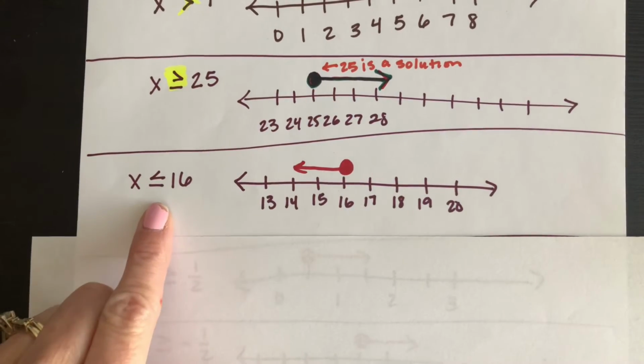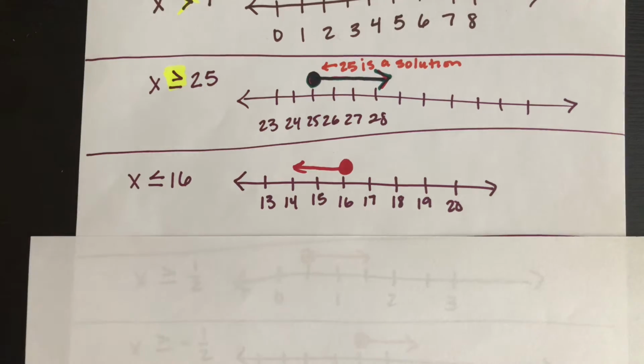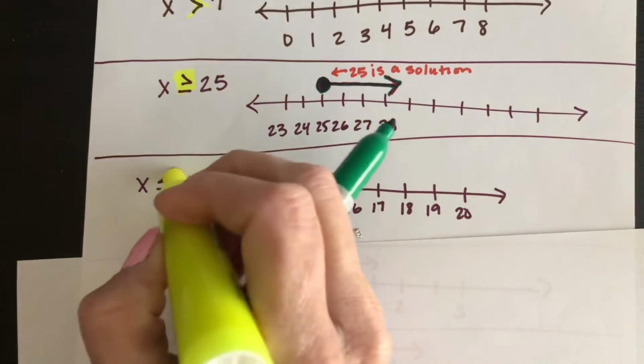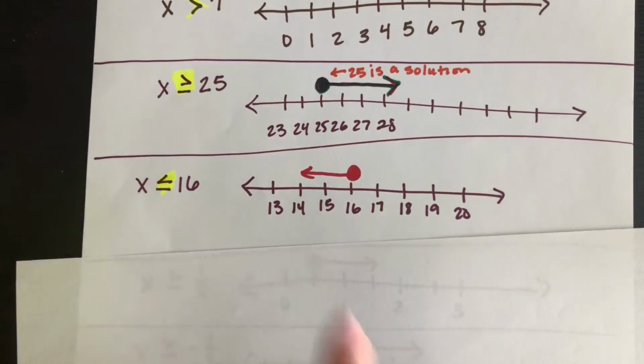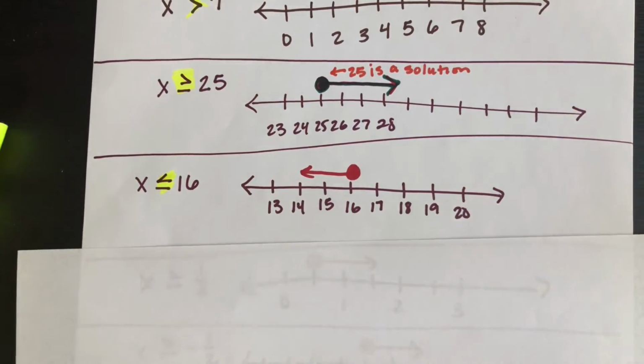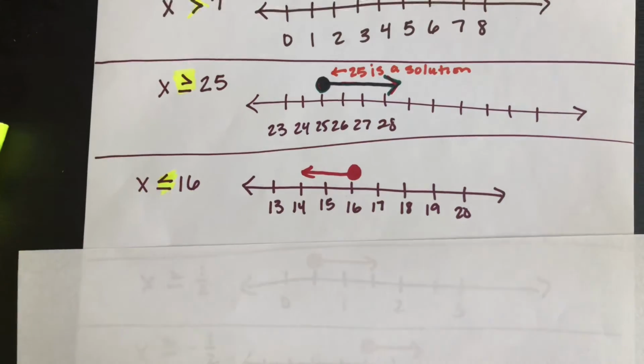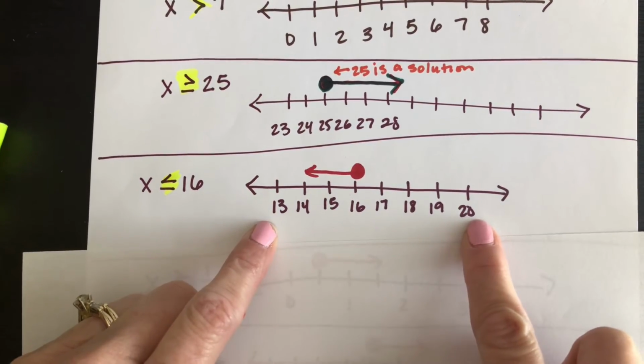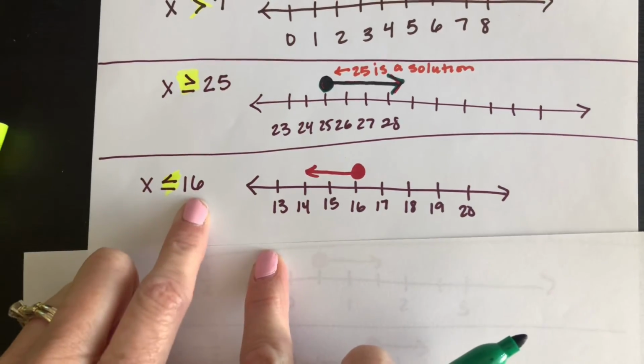Here I have x is less than or equal to 16. So I just drew a number line, plop down some numbers, no big deal. You could start at 10, you could start at 0 if you want, but that's a little bit long. So I just started at 13 and went through 20.